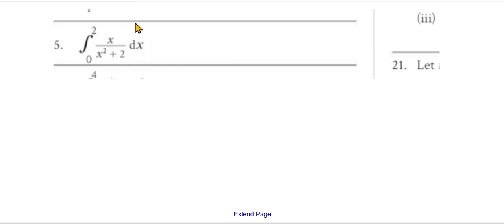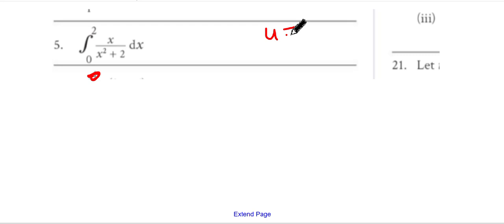Notice you have variables on the top and the bottom. And there's no quotient rule for integration. The quotient rule only exists for differentiation. So what we do is we do substitutions, okay? And the deal with the substitutions is we generally let the more complicated one be the substitution.